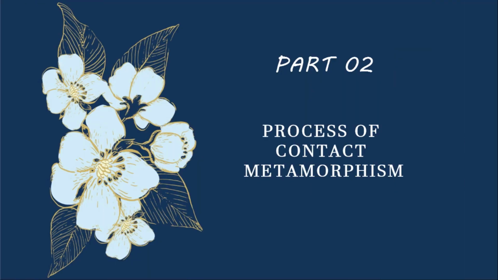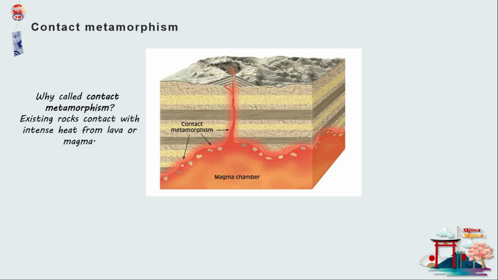Now, we will proceed to the process of metamorphism. As we know, there are two types of process in metamorphism. The first one is contact metamorphism and the second one is regional metamorphism. I will present about the contact metamorphism. So, why do we call contact metamorphism? We call contact metamorphism because the existing rocks came in contact with the intense heat from the lava or magma.